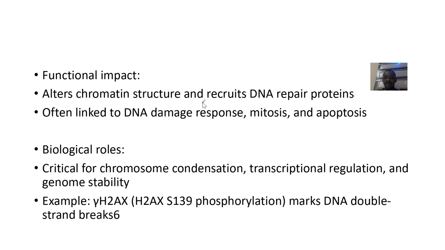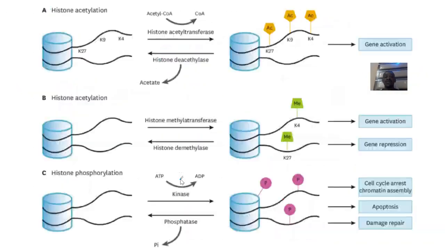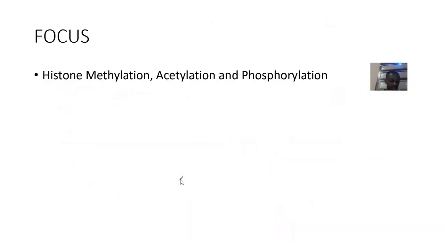The functional impact is to alter the chromatin structure and recruit DNA repair proteins. It's often linked to DNA damage response, mitosis, or if the cell wants to naturally die, that is apoptosis. The biological roles are chromosome condensation, transcriptional regulation, and genome stability. So that's it for these three chemical processes that usually occur in histones.